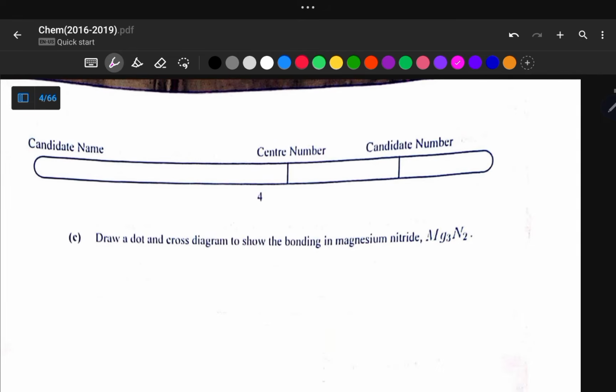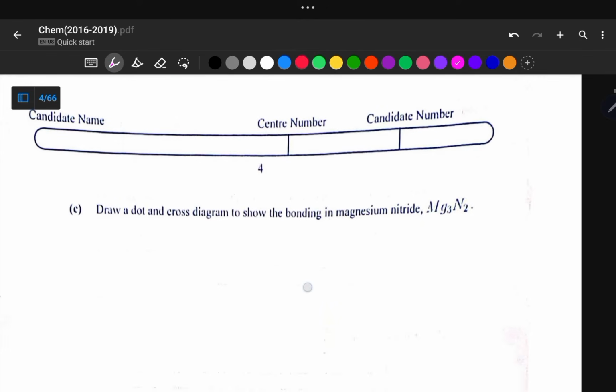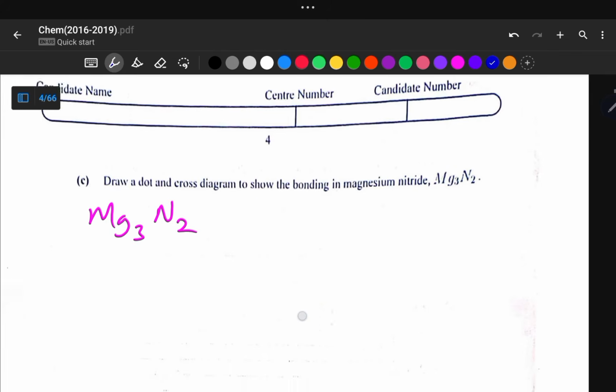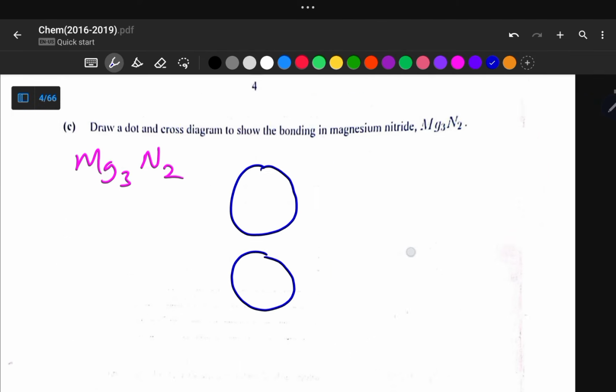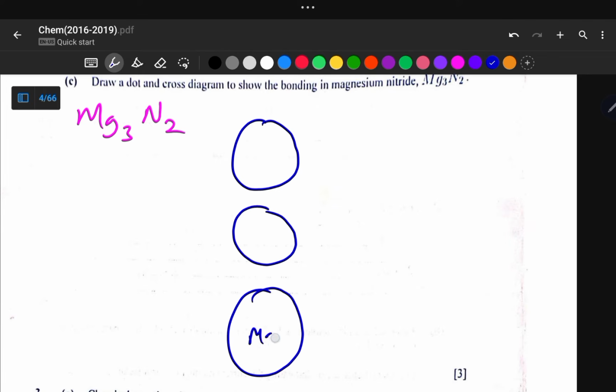So we want to draw. So this question number 6 says draw the dot and cross diagram to show the bonding in magnesium nitride. So it's magnesium nitride. So we've got 3 magnesium atoms which donate electrons to 2 nitrogen atoms. So magnesium reacts by losing electrons in the outermost shell to form the magnesium 2+ ion, right? So this is the magnesium, right? So it's Mg, and then Mg, and then Mg.